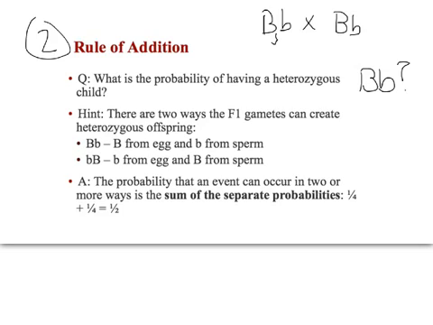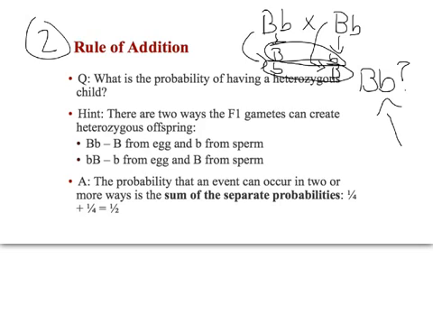This parent could donate a big B, and this parent could donate a little b. So that's one way this could happen. Or this parent could donate a little b, and this parent could donate a big B. So there are two ways to get to the same outcome. Therefore, I can calculate the probability of this happening, and I can calculate the probability of this happening, and if I add them together, I'll get the total probability, or the total chance, of getting a heterozygous offspring. Okay. So let's do just that.